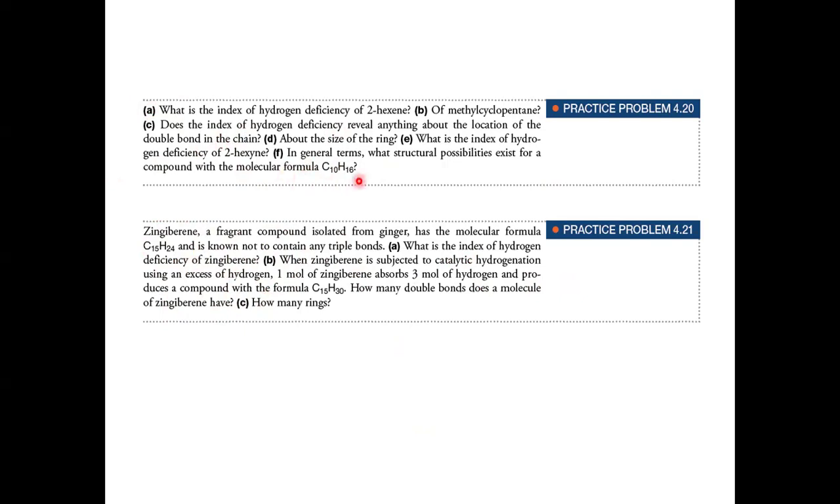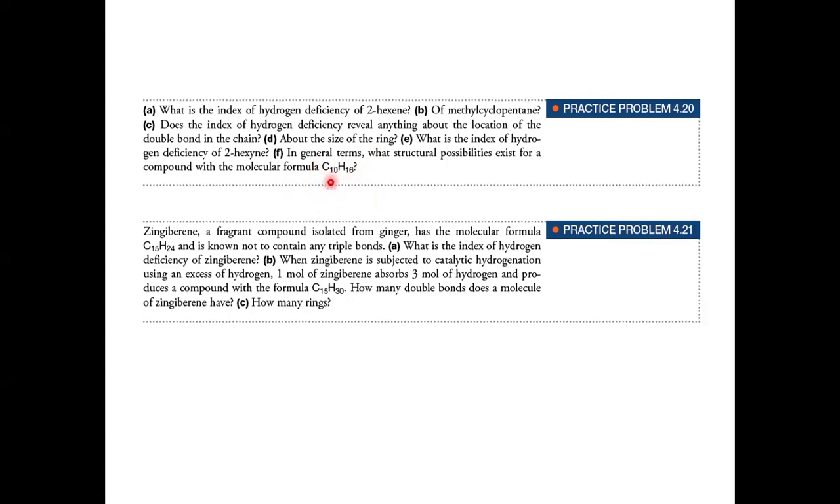The other is: in general, what structural possibilities exist for a compound with the molecular formula C10H16? So for this letter F, you have to know the index of hydrogen deficiency so you can have possibilities on what to write. Like, can you have a ring? Can you have a double bond? How many double bonds can you write? Can you write a triple bond in the structure? So you have to calculate the index of hydrogen deficiency, and you know how to calculate it.